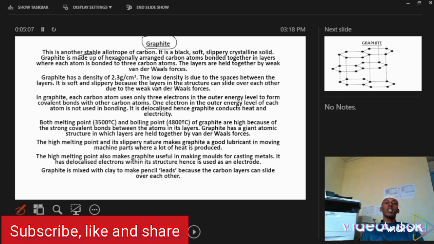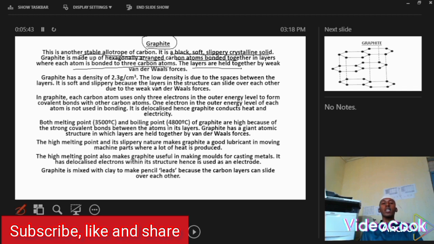Graphite is another stable allotrope of carbon. It is a black, soft, slippery crystalline solid. Remember, diamond is colorless, shiny, transparent crystalline, but this one is black in color, very soft, slippery crystalline solid. Graphite is made up of a hexagonal arrangement. So this is the shape of graphite. Carbon atoms are bonded together in layers, where each atom is bound to 3 carbon atoms.